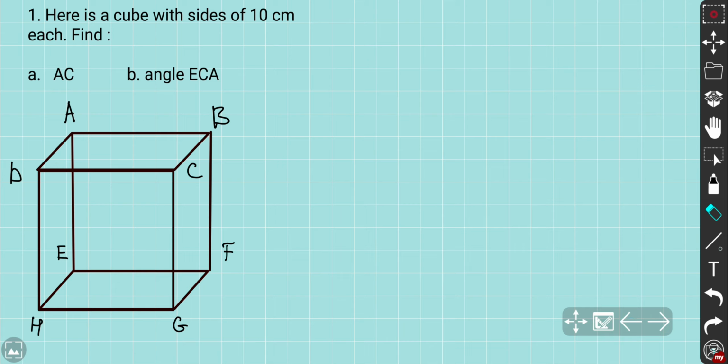Okay, so problem number 1. Here is the cube with sides of 10 centimeters each. Because it's a cube, all sides are equal, so we can even mark that each side is 10 centimeters. So what do we need to find? We need to find AC.